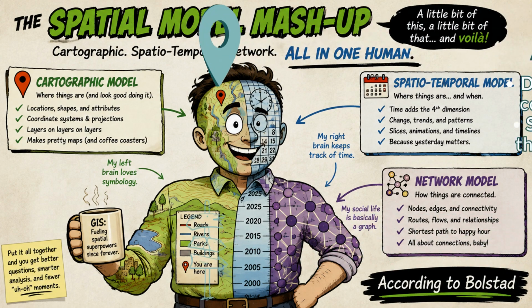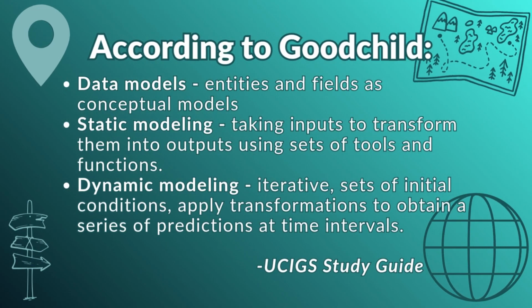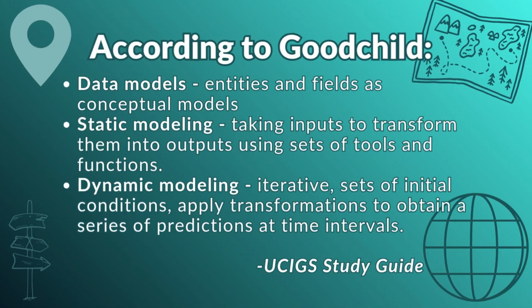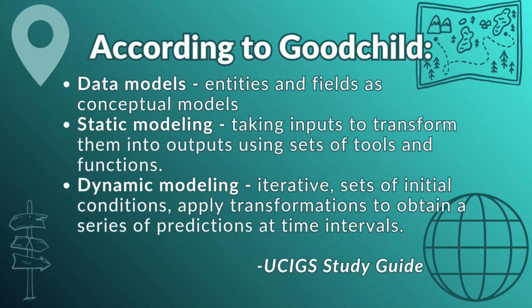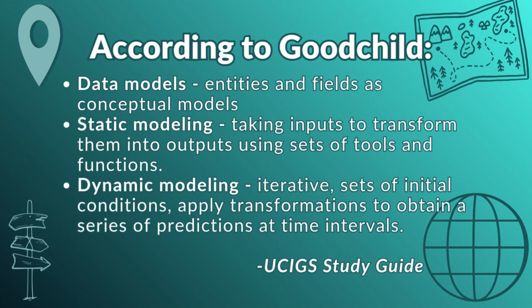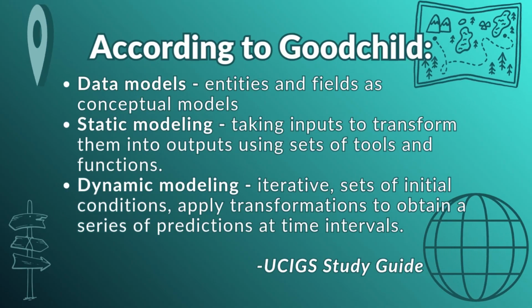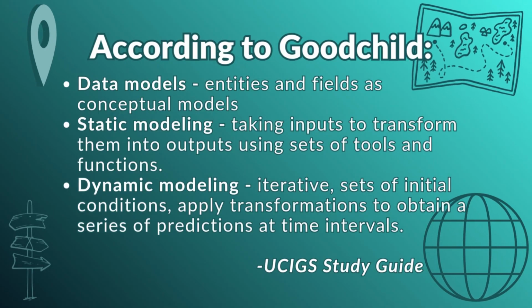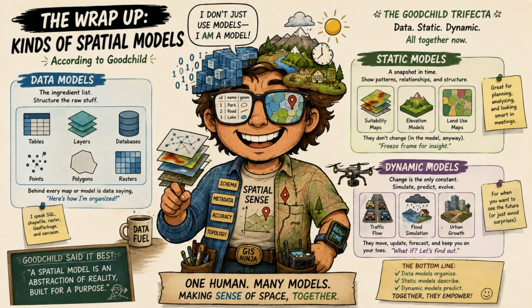Got it. Now, Goodchild approaches it from a completely different angle. He categorizes things into data models defined by entities and fields, and then he splits the operations into static modeling and dynamic iterative modeling. Goodchild thinks like a physicist or a computer scientist. Really? How so? He is deeply concerned with the fundamental nature of the data structure itself. Like, is the world made of discrete entities or continuous fields? So when the exam talks about transforming inputs to outputs versus running iterative predictions at time intervals, you should look for Goodchild. Okay, Goodchild is entities and fields.